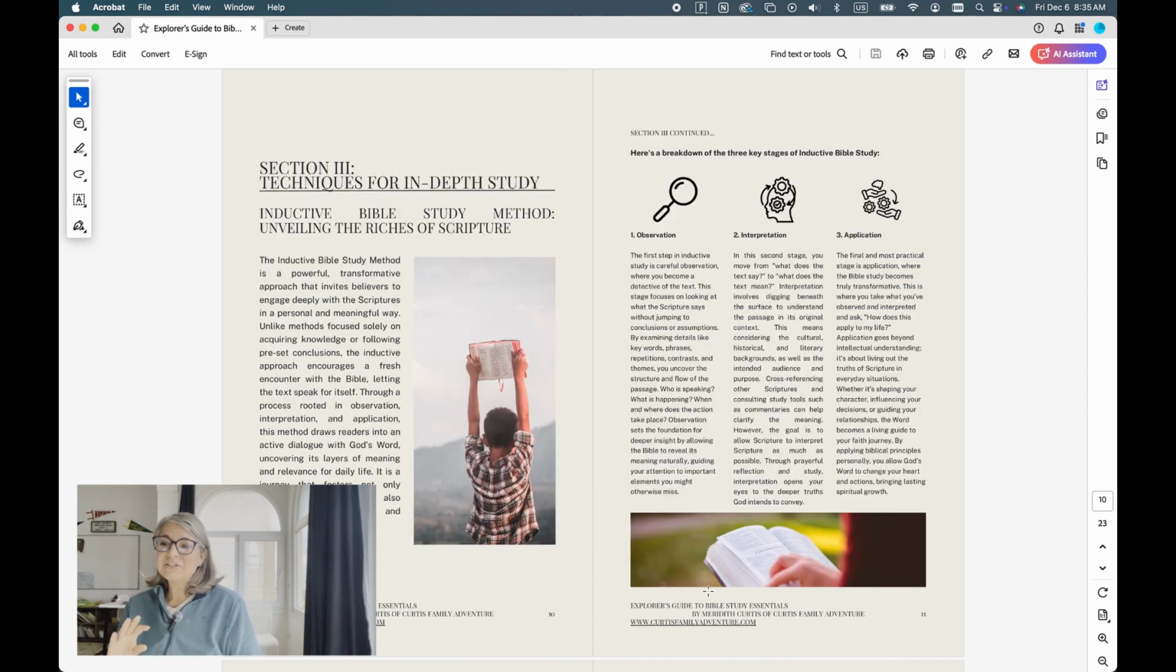Section three, I get into some techniques for in-depth study and introduce the inductive Bible study method. And in this, we're going to talk about observation, interpretation, and application. It is so important that we observe the text accurately by looking at it properly within context. And then that leads to our interpretation, having good interpretation of the word, which should lead to application. The word is supposed to change us from the inside out. So if we're not applying it to our lives, then we're missing a key part.